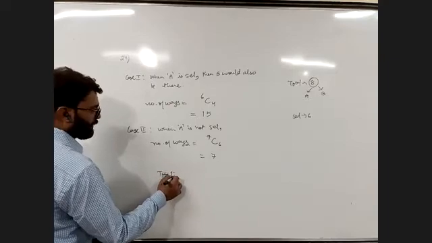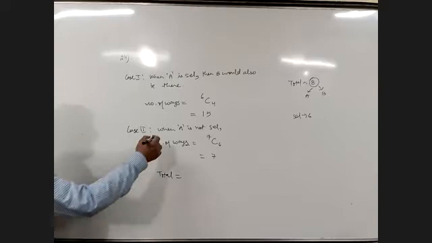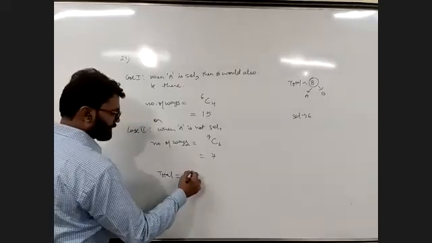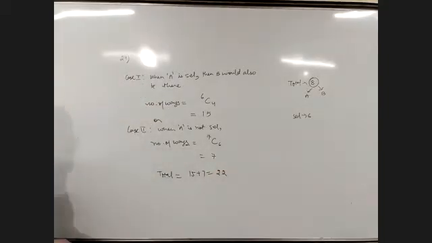Now total number of ways. Will it be 15 into 7 or 15 plus 7? Plus 7, because it is either this or that situation. Result will be clear now? Clear to all of you now?